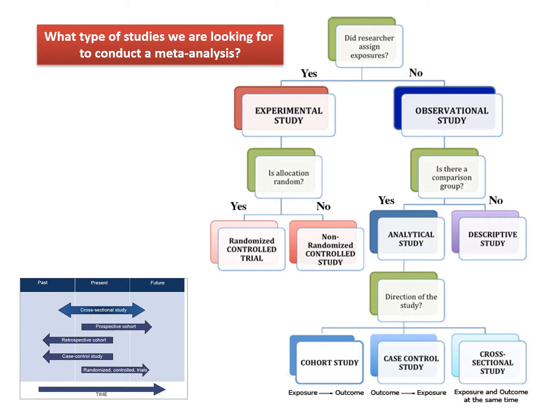What type of studies are we looking for to conduct a meta-analysis? Typically, but not necessarily, the meta-analysis is based on randomized controlled clinical trials. Non-randomized controlled studies can also be used. Case control studies is an acceptable alternative if there is no better evidence available.